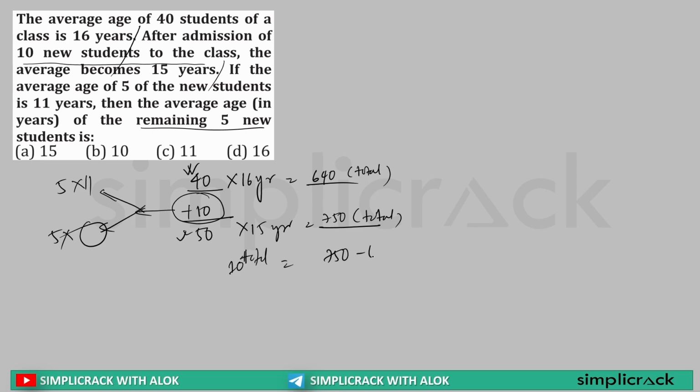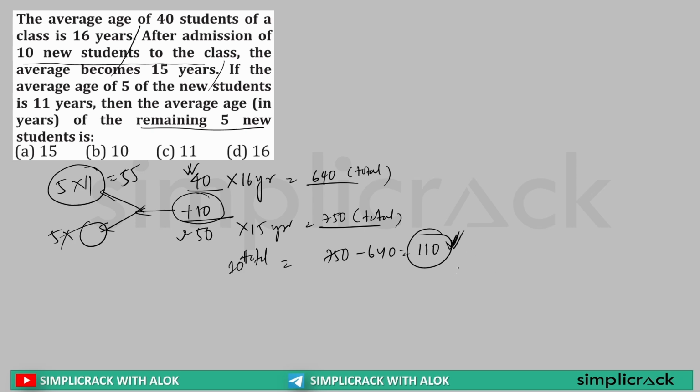Now those 10 students that have been added, their total age is 750 minus 640, that is equal to 110. Yes or no? Yes, sir. So 110 was the additional age of those 10 students. But out of these 10 students, 5 students have an average age of 11. So the total age of these 5 students is 5 into 11, that is 55.